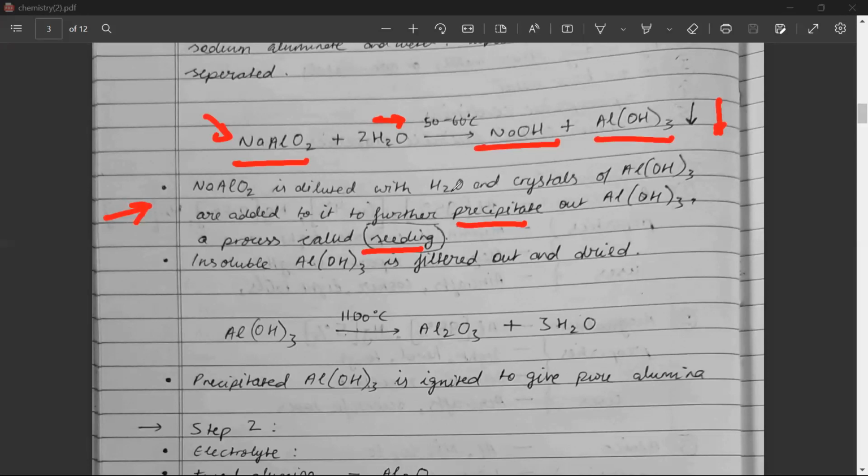So all you need to do is just memorize this line. Moving on to the second line: insoluble aluminium hydroxide is filtered out and dried. Now because aluminium hydroxide is a precipitate, it is insoluble, so it is very easy to filter it out.